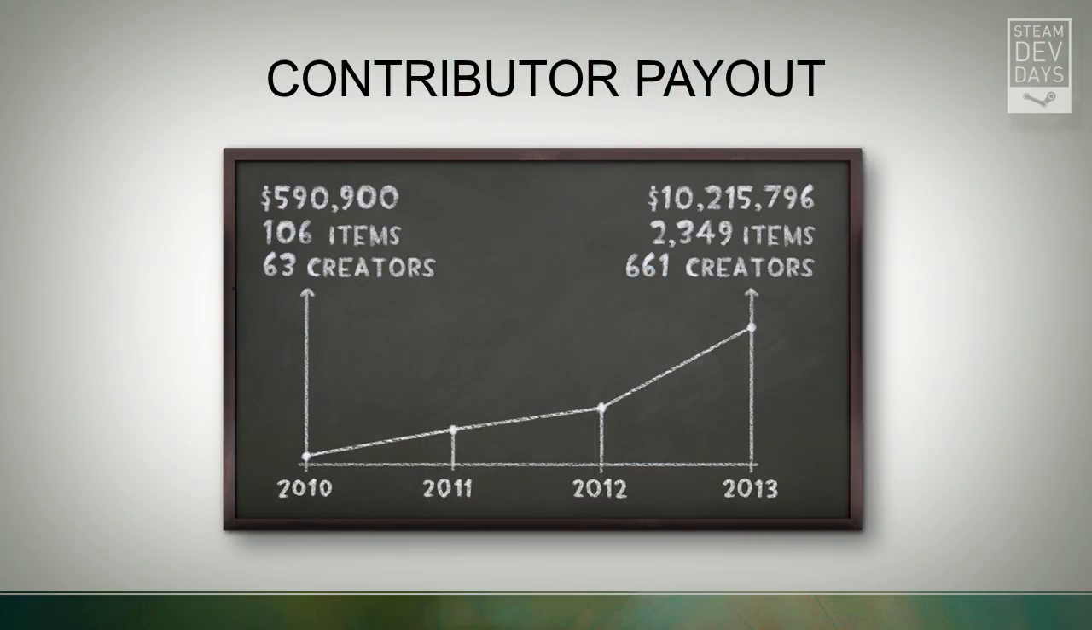So one of the best ways that we can look at how much value these guys are actually generating for us and for the community is by looking at that portion of direct item sales that they're taking home. When we launched the TF store in 2010, we had about 100 items in the store coming from about 60 different contributor accounts. And we paid out about $500,000 by the end of the year. Last year in total, we had about 2,500 items, 660 accounts, and the total community contributor take-home was a little over $10 million.